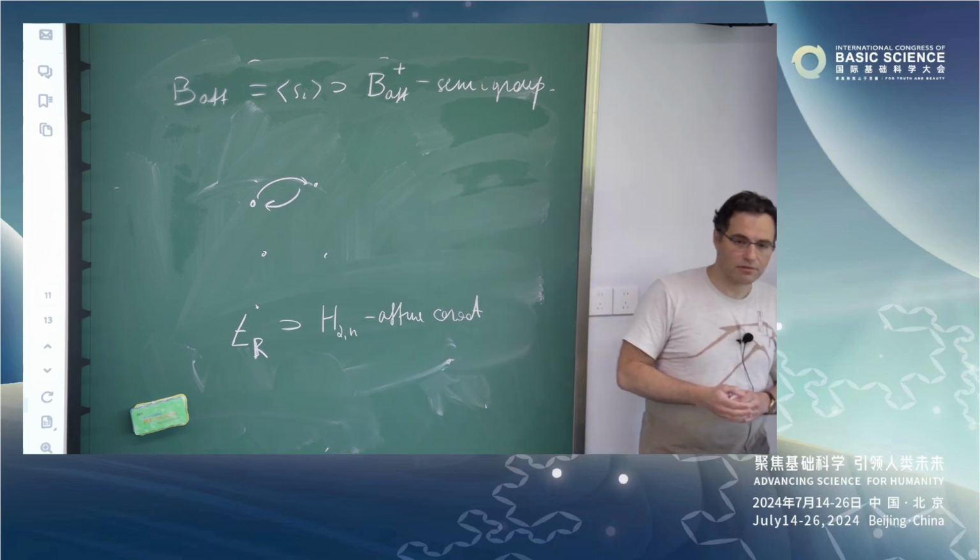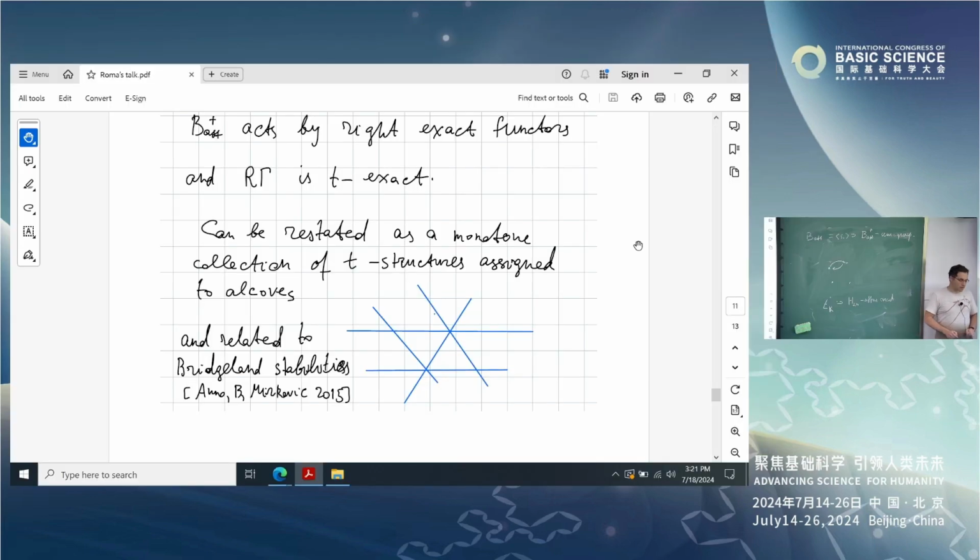If you quotient by the Weyl group, closely related to this configuration of hyperplanes, and then you can rewrite this structure as a collection of t-structures assigned to alcoves, in a way compatible with the affine braid action. And then this axiom, the positivity axiom, becomes a sort of condition of monotonicity. If one alcove is above the other, then yes, it's larger.